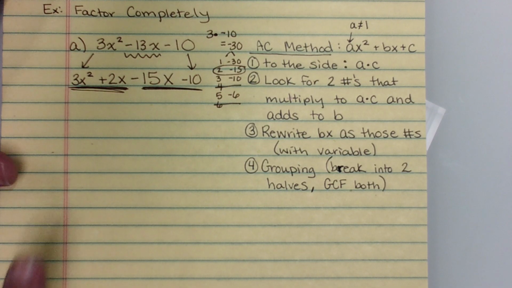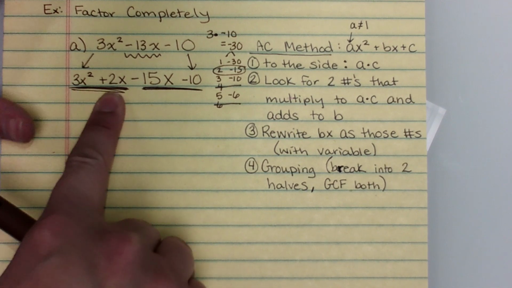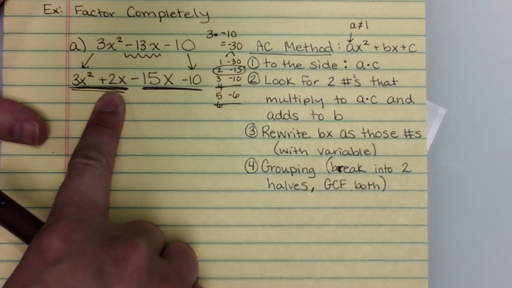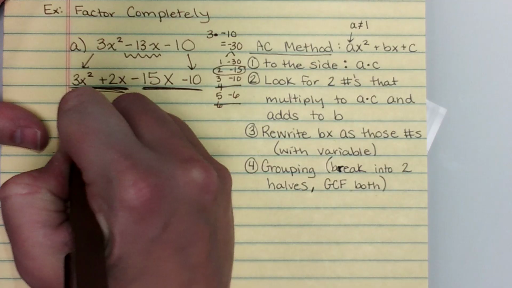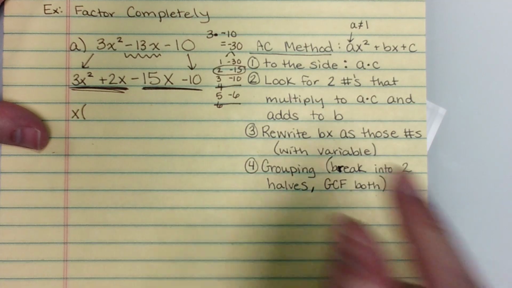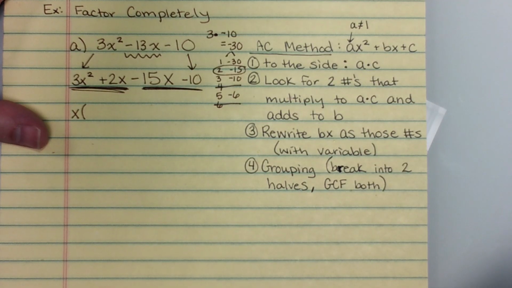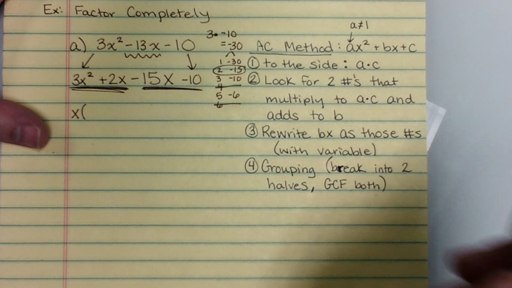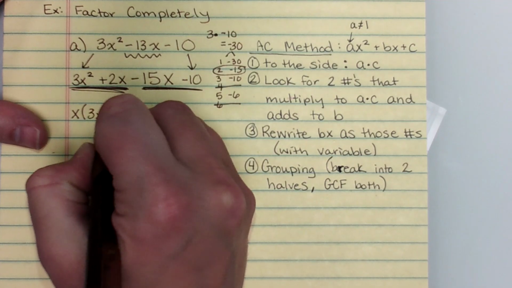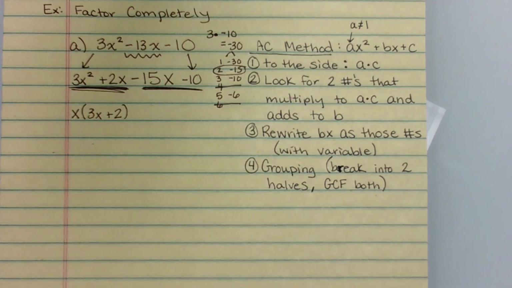What is the greatest common factor of 3x squared and 2x? X. Just x. And if I pull out the greatest common factor of x out of that half, what am I left with? 3x plus 2. Okay, that's the first half. Now I do the second half. What's the GCF of the second half?